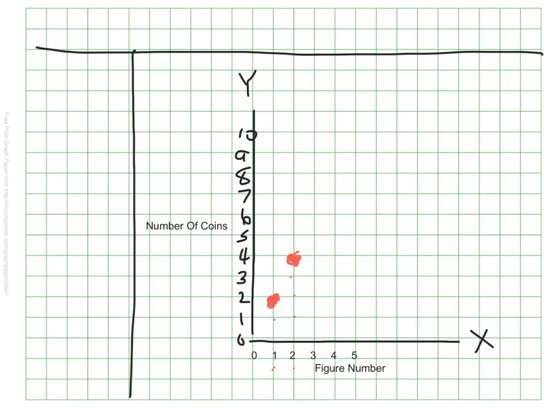I can continue on with this pattern, right? Figure 3 had 6 coins. 1, 2, 3, 4, 5, 6. Right? It's lined up with the 6 on the y-axis. Figure 4 had 8 coins. Figure 5 had 10 coins, and so on. Right? I can see a pattern visually here. I can see that it's kind of making a straight line if I were to imagine connecting these dots. This is a graphic representation.